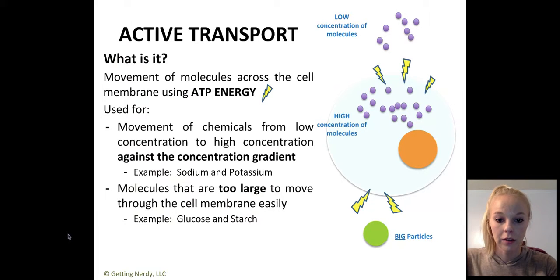Now that you have learned about passive transport, we can learn more about active transport. In this type of transport, molecules require energy that comes from ATP. This is used to move chemicals from low concentration to high concentration, so they are moving against the concentration gradient. One major example is the sodium and potassium protein pump. This is also used to move molecules that are too large to move through the cell membrane easily, like glucose, starch, and other big biomolecules.